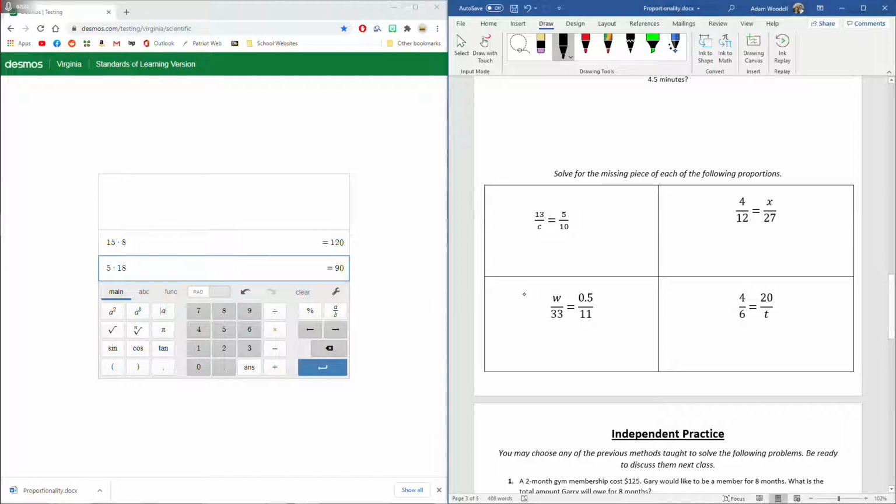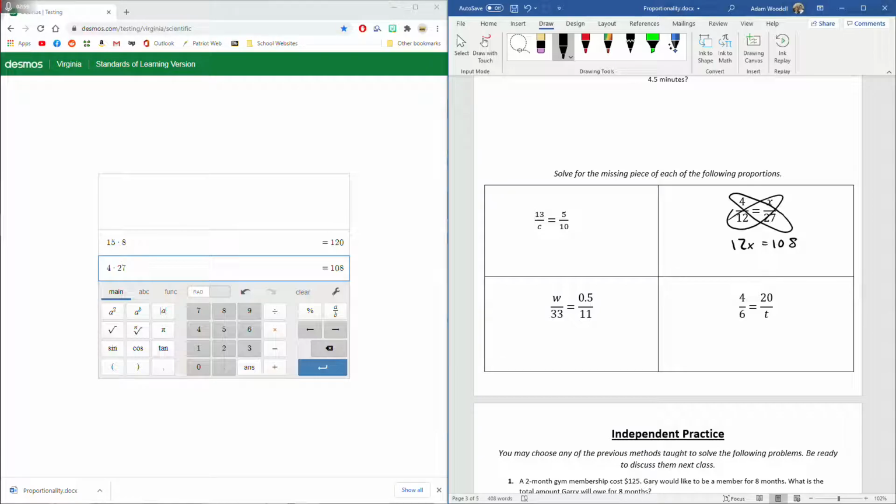So let's say I have this proportion up here. So I want to do my cross products. So I'll do my 12 times x, my 4 times 27. Well, I know what 4 times 27 is, or maybe Desmos knows what 4 times 27 is. It's 108. So when I do 4 times 27, I get 108. Cool. I need to come up with something on the other side. So let's do 12 times x. Well, because I don't know what 12 times x is, I can't write down a number. I'm just going to have to leave it as 12x. So I have a 108 on one side, 12x on the other side.